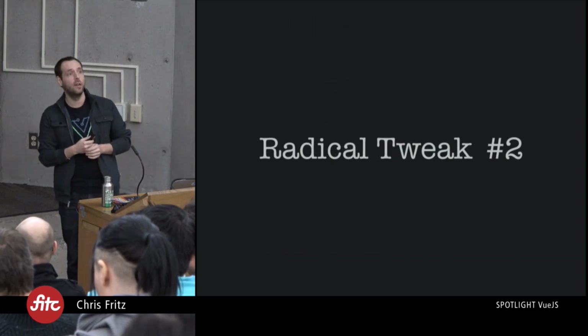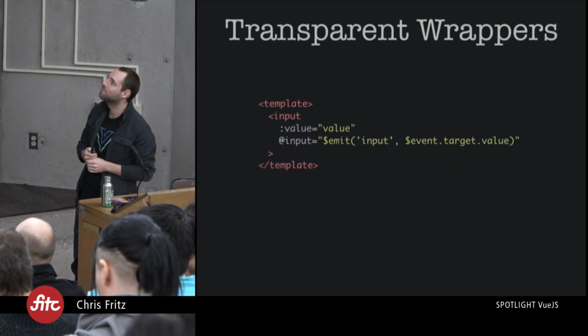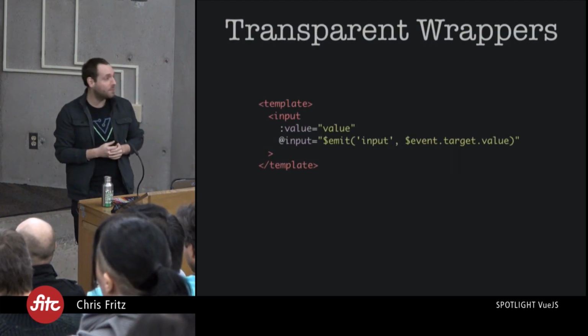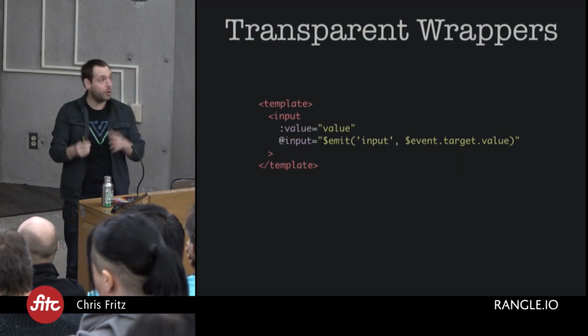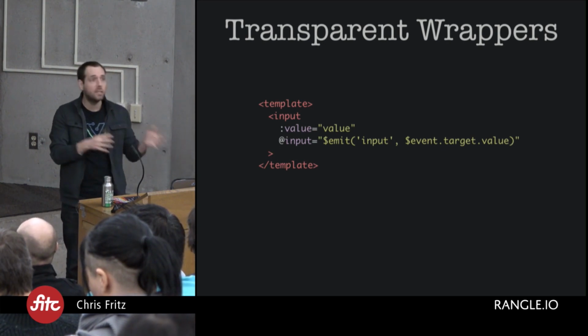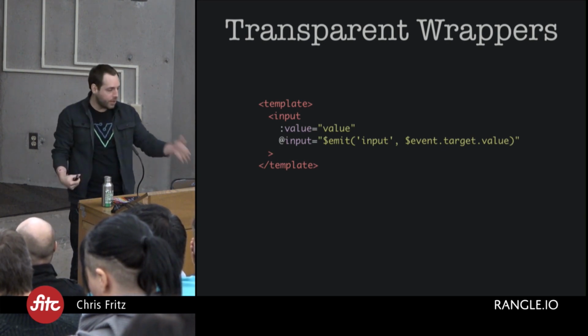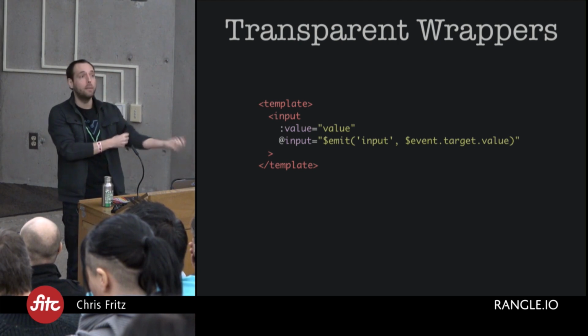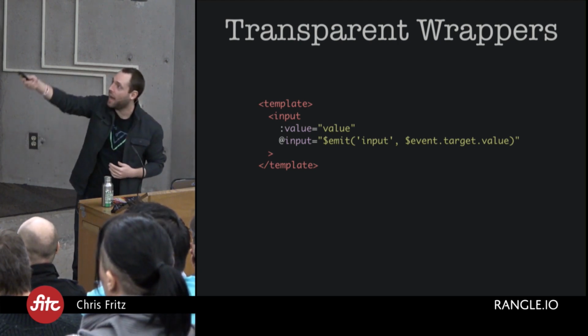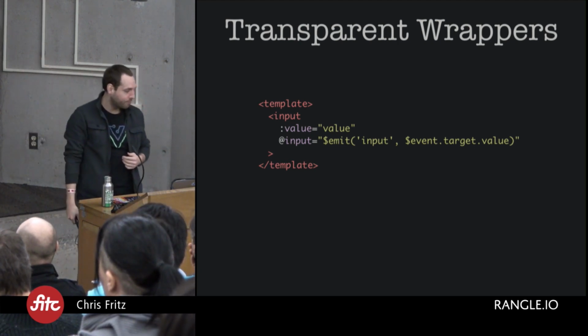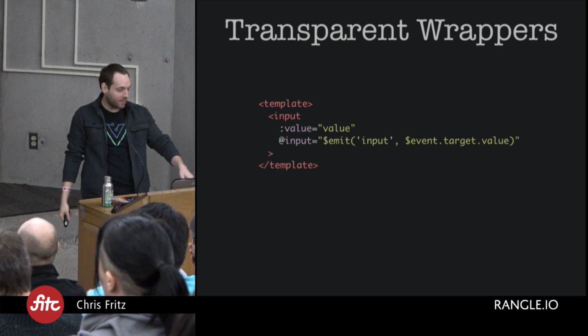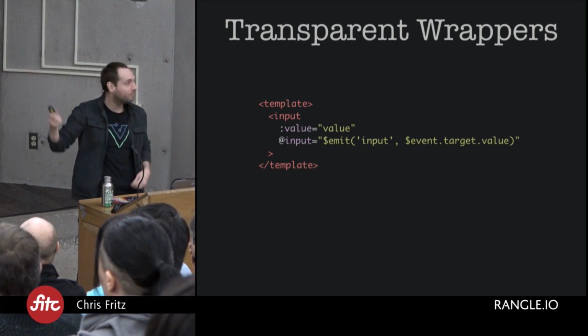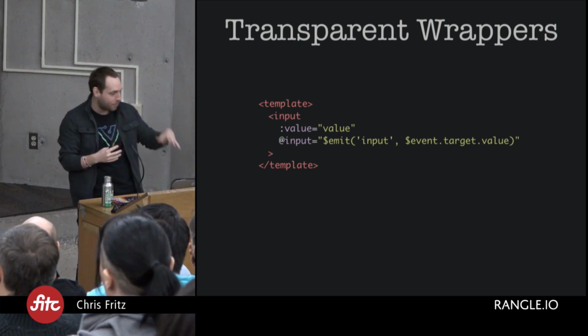Radical tweak number 2. Transparent wrappers. So we were looking at some base input, base button components before. Here's what the template for our base input might look like. It just has an input, and then we're assigning the value as the value being passed down as a prop.